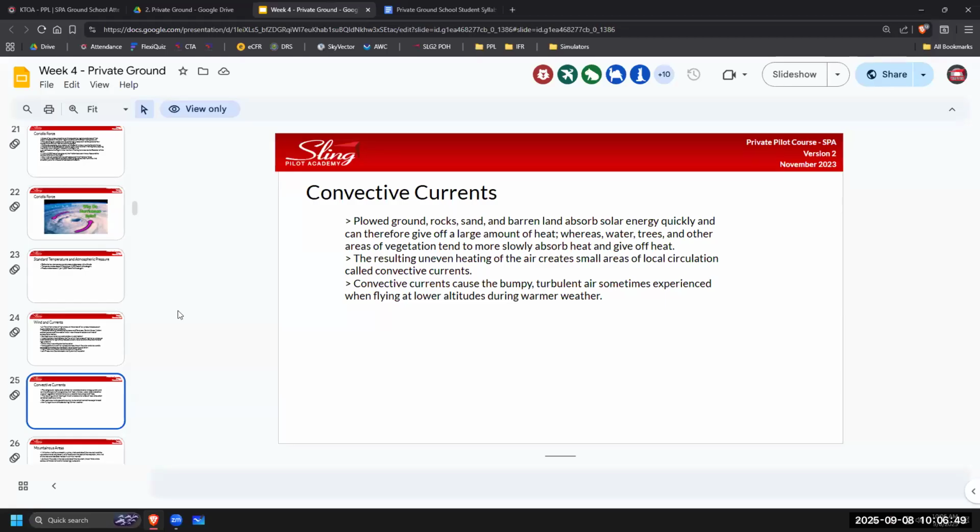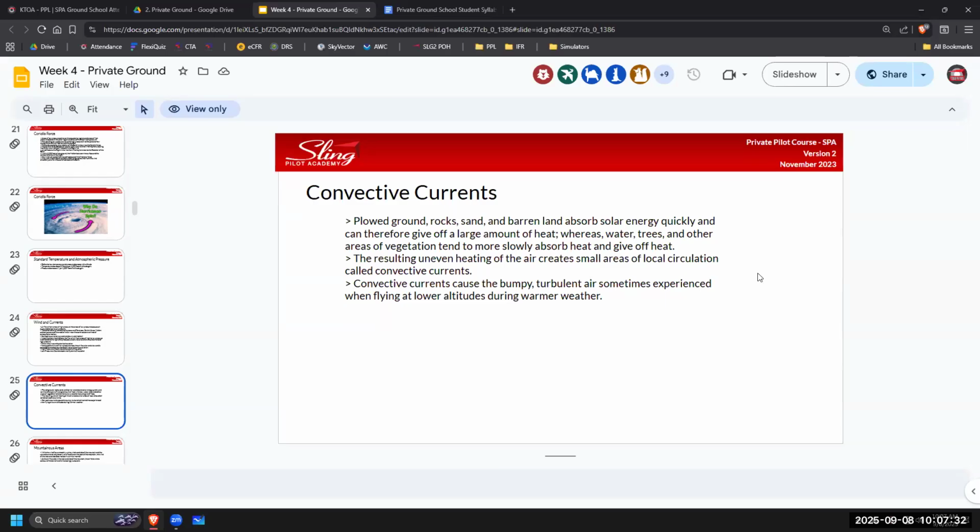So over at Compton, the ground and rocks and buildings that are all right there are absorbing solar energy more quickly than the trees and foliage and lakes and water absorb it, slowly. So absorbing that heat fast is creating updrafts over buildings and rocks and sand and land like that, okay? So uneven heating of the air creates small areas of local circulation called convective currents. Causes bumpy, turbulent air experienced when flying at lower altitudes during warm weather.